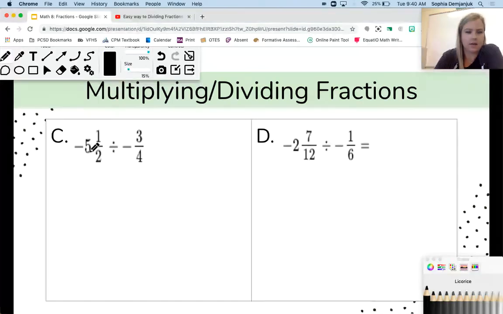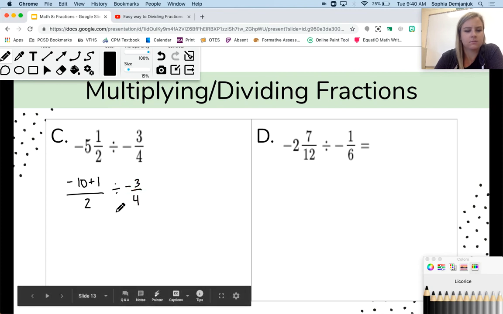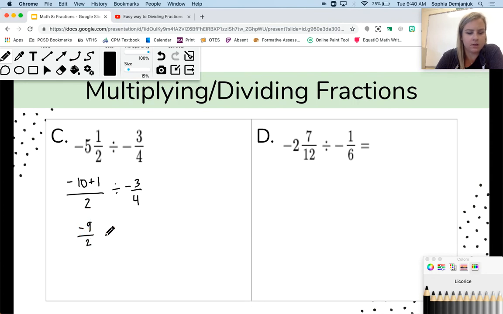So we're going to be doing keep, change, flip, multiplying your fractions, and then simplifying. So again, make sure that you change it to improper fractions. This first one, negative 5 times 2 gives me negative 10. Add the numerator, keep the denominator on the bottom. That's being divided by negative 3/4. My first fraction, negative 10 plus 1 in the numerator will give me negative 9 over 2. Divide by negative 3/4.